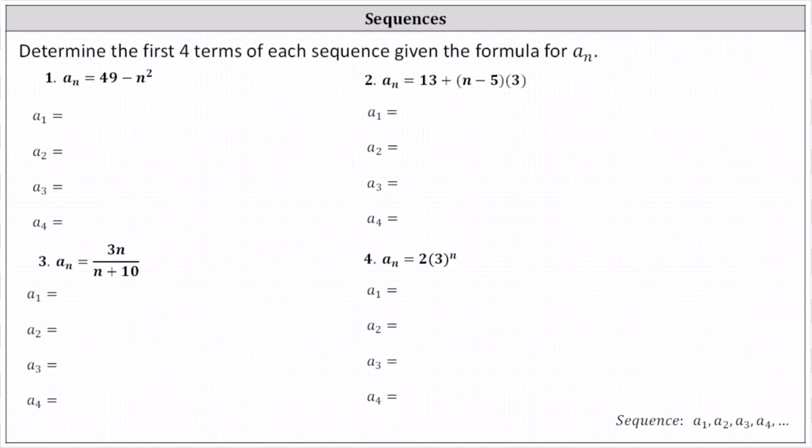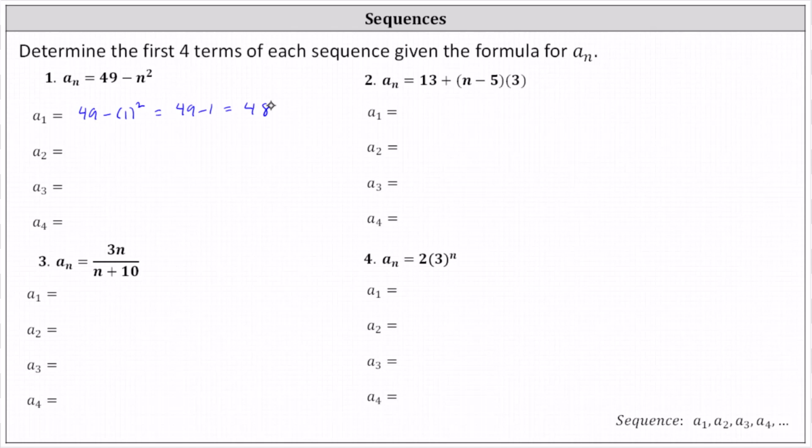If we are given the formula for a sub n, to determine any of the terms, we simply substitute the value of n in the formula. For number 1, we have a sub n equals 49 minus n squared. We want to determine a sub 1, which is the first term in the sequence. To do this, we substitute 1 for n. A sub 1 equals 49 minus the square of 1. The square of 1 is equal to 1, and 49 minus 1 equals 48. A sub 1, the first term of the sequence, equals 48.